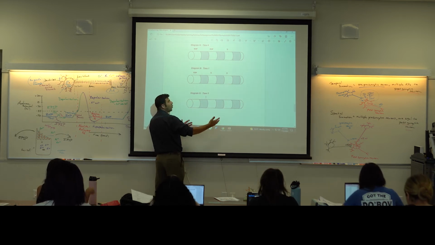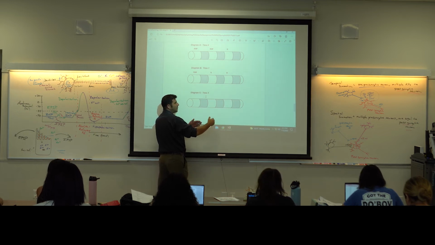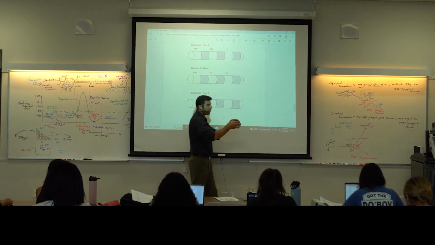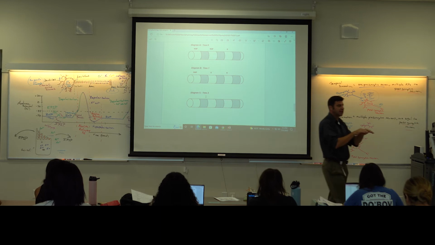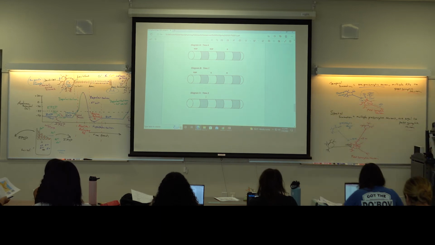So just another way of graphing that this electrical charge that we are saying these neurons send is just a wave of sodium ions moving in followed by potassium ions moving out. Depolarization followed by repolarization.